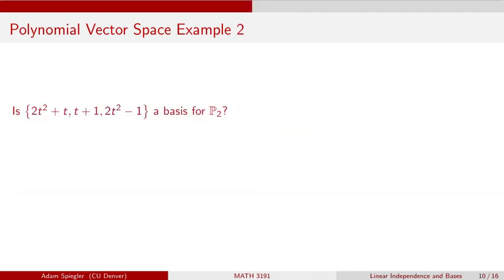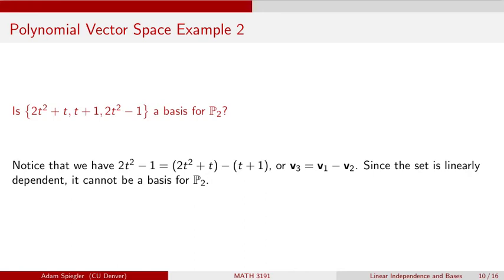Okay, let's take a look at another polynomial vector space example. We're still going to consider our vector space to be P2, the vector space of all polynomials of at most degree 2 with the usual operations of addition and scalar multiplication. Now we have a set of three vectors: 2t squared plus t is the first vector, t plus 1 is the second vector, and 2t squared minus 1 is the third vector in this set. We want to know, is this a basis for P2? So let's check the condition. Are these three vectors linearly independent from each other?